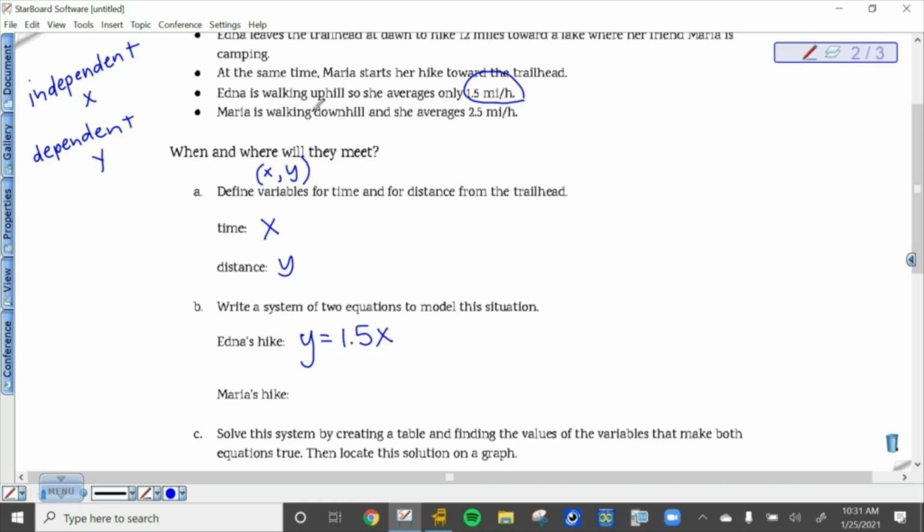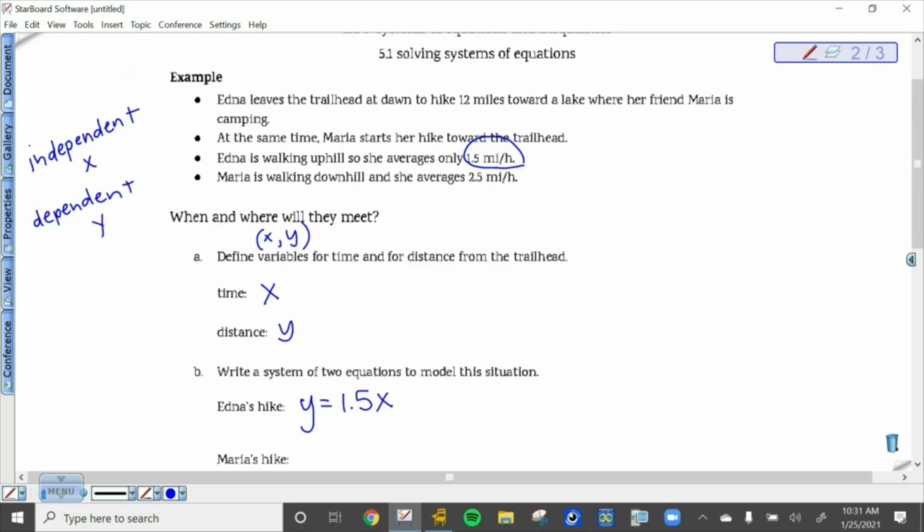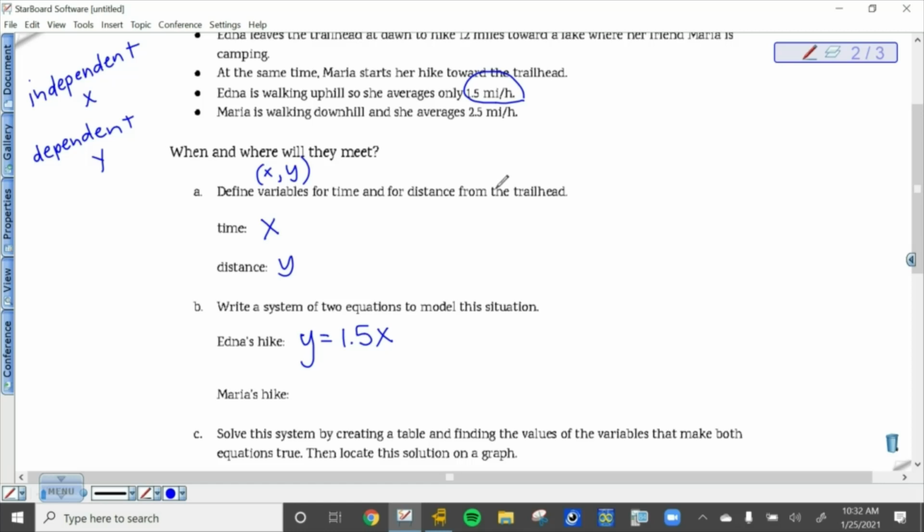Okay, so now Maria. Edna is starting at the trailhead. That's our 0, that's our starting point. But Maria is starting 12 miles away from the trailhead, and she is walking toward Edna. So 12 is going to be our starting point.